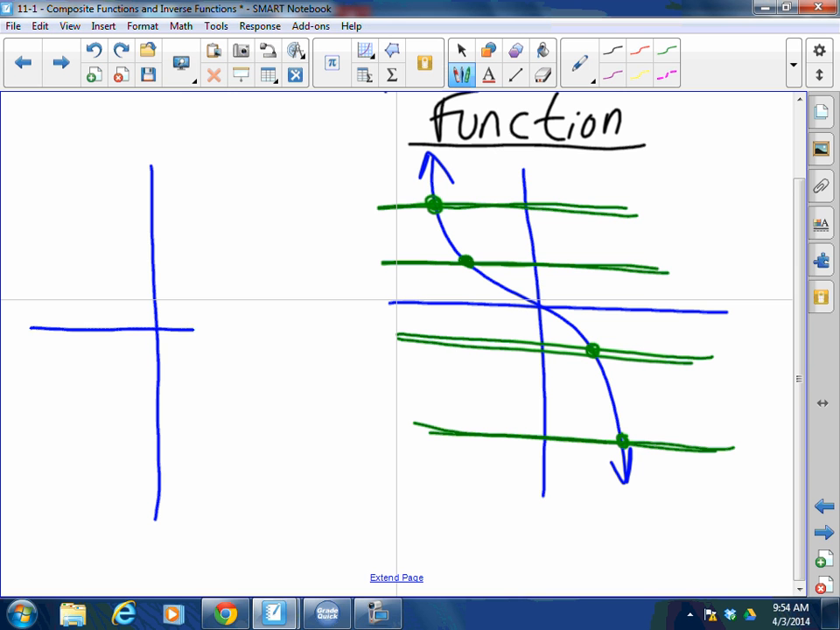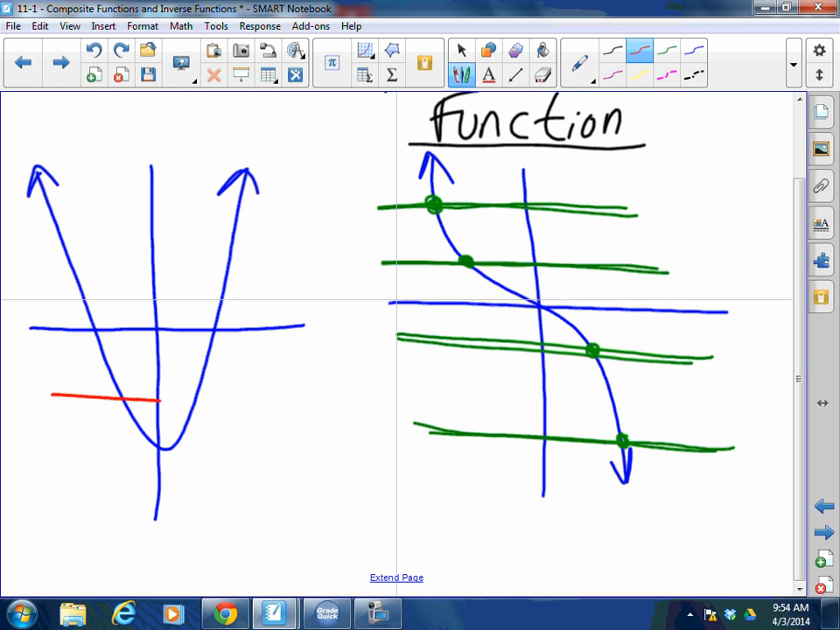Let's say I have a parabola, as someone asked me. Is this a function? Yes. Is it a one-to-one function? No. Because at this particular y, I go through two x's, and at this y, two x's again, and here too. So this would be a 1 to 2. This would not work.